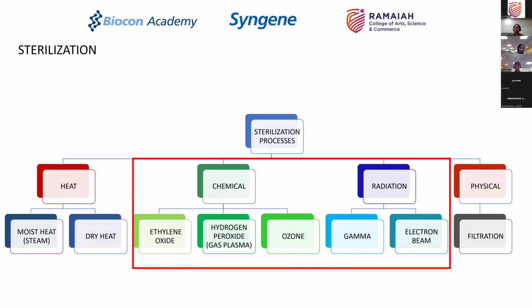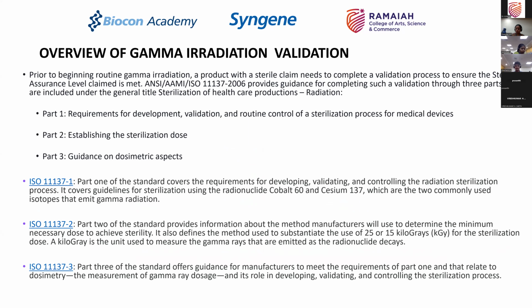So again, we are going to cover the chemical part of sterilization and the radiation part of it. Primarily, we are going to talk more about hydrogen peroxide because that's what is most widely used today, and gamma radiation, as the two processes which will go for validation. When we talk about gamma radiation validation, we first talk about what are the guidelines which are available, for validation before we start the routine gamma radiation process.